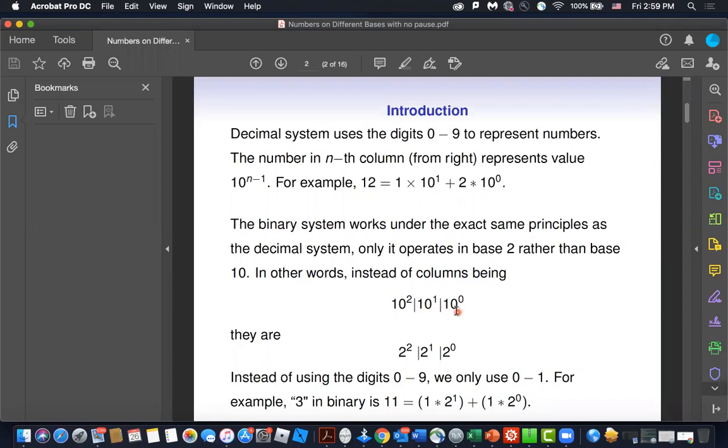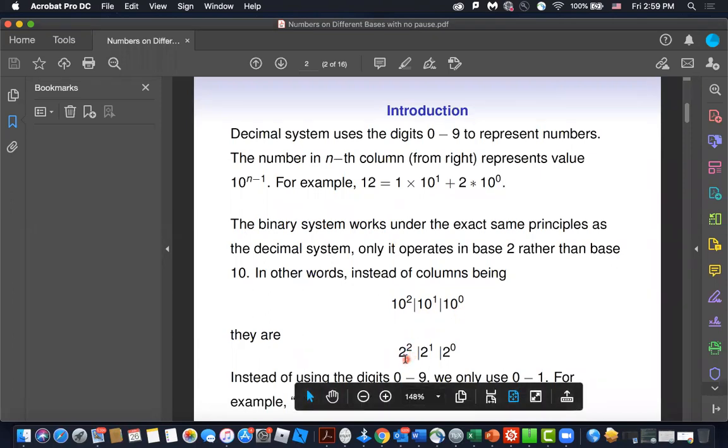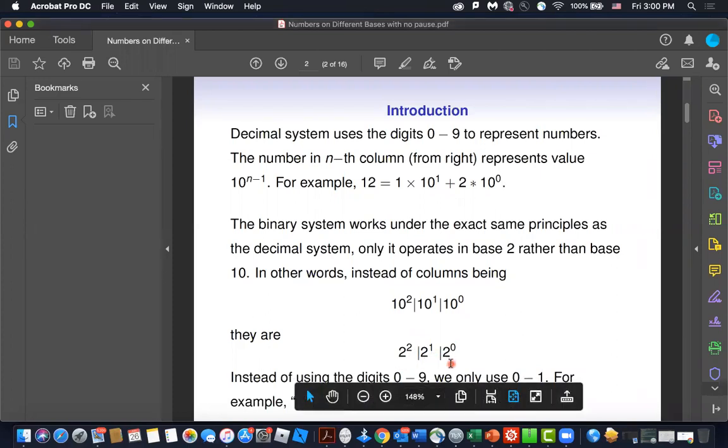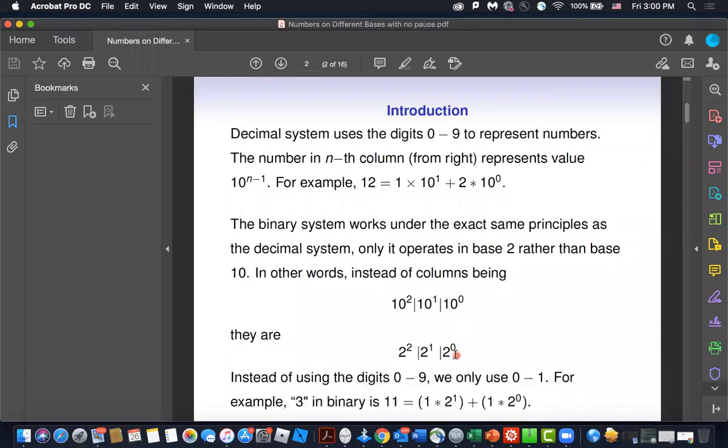And similarly, when we write binary numbers, it is like that, but because binary is base 2, you multiply the digit by 2 squared. And the twos position corresponds to 2 to the first, and the ones position corresponds to 2 to the 0, which is 1.